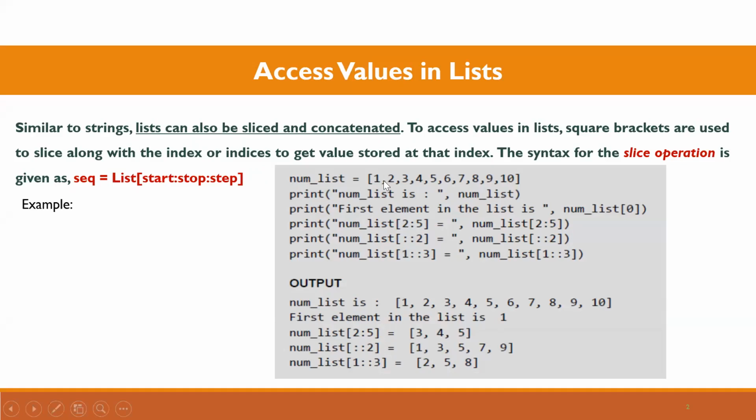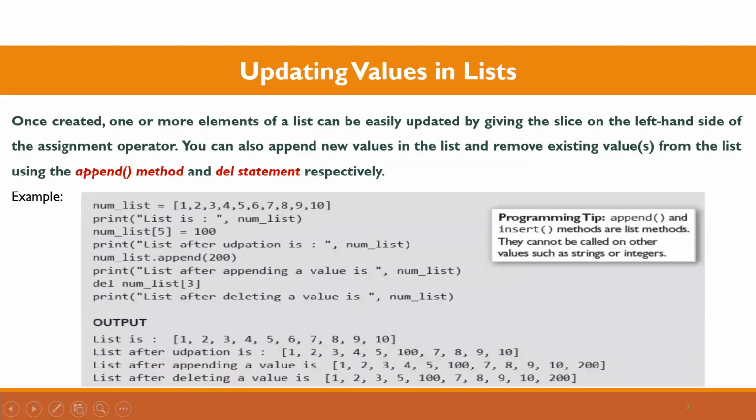It begins from 1, that is, it begins from 2. Step size 3 means the next element will be printed as 5, then 8. And then with step size 3, no more elements are there. So the output is 2, 5, 8. Then the append method and the del statement. Del numlist 3.